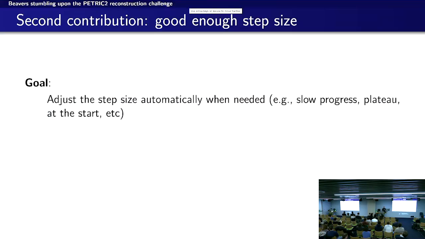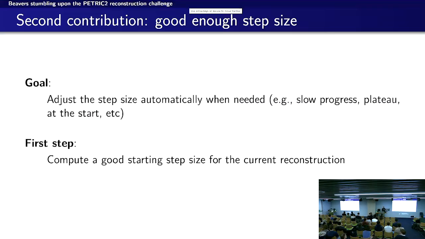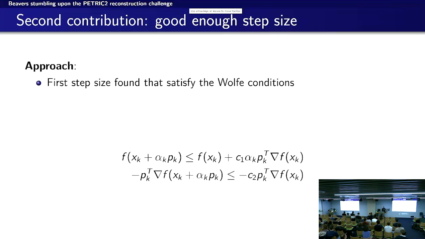So our second contribution following from that was to have a good enough step size. The goal was to be able to say, if required, depending on whether we're in slow progress, a plateau, or just at the start, here's a good step size to use. Before doing it for every kind of solution, we just wanted a good initialization for the step size. The approach we used was simply that we wanted the step sizes that satisfy the Wolfe conditions, which are described as follows on the lower part.